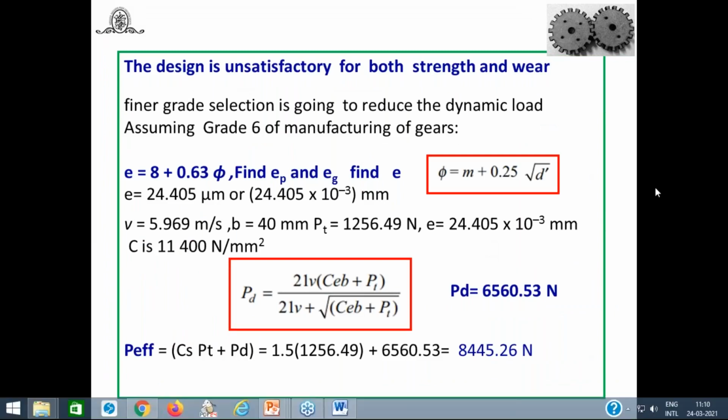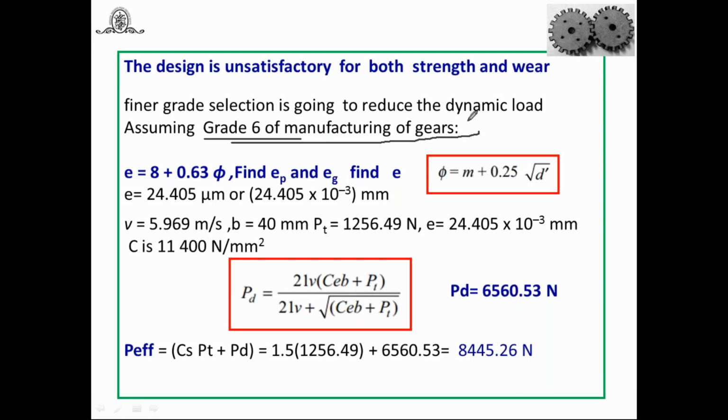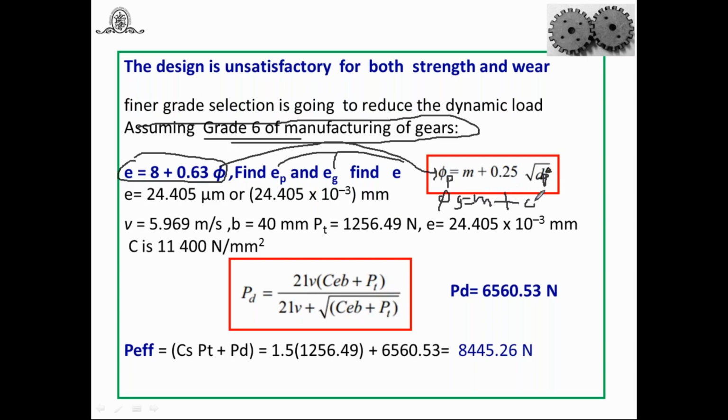Now, assuming grade 6 for manufacturing of the gear, from the table, what is the equation? E is equal to 8 plus 0.63. Again, find out EP and EG. For this, what is the equation? It's a standard one. E is equal to M plus 0.25 P. You have to calculate ΔP for the pinion and again ΔG for the gear. ΔG means M plus 0.25, and you have to do the calculation once again, 2.5 under root DG.